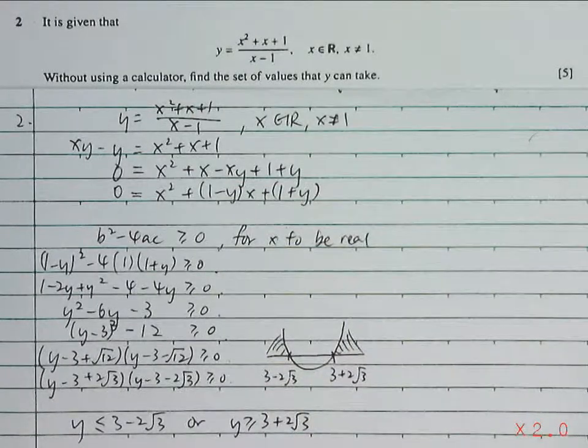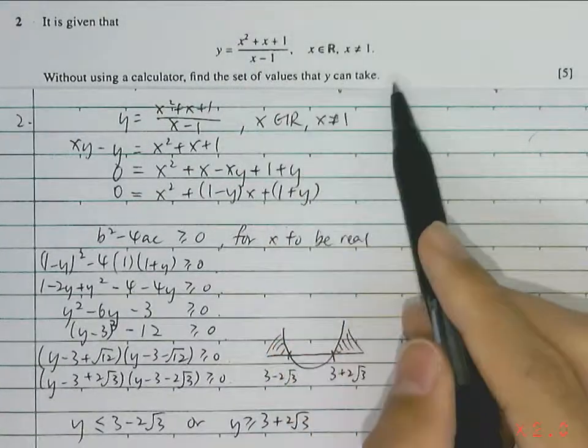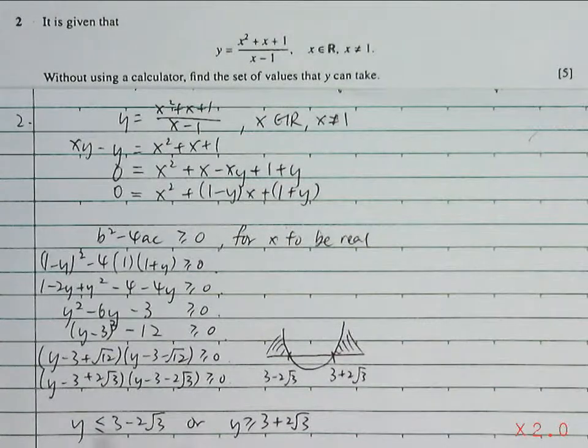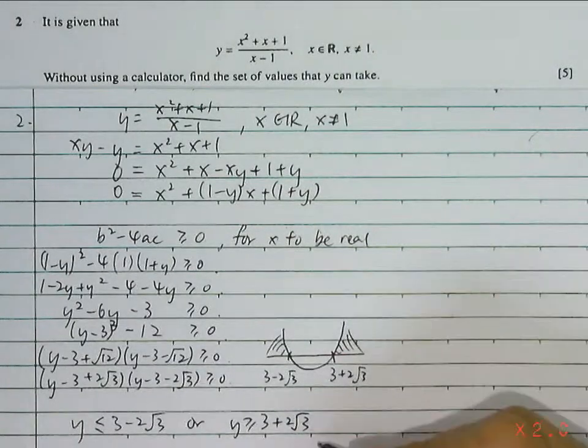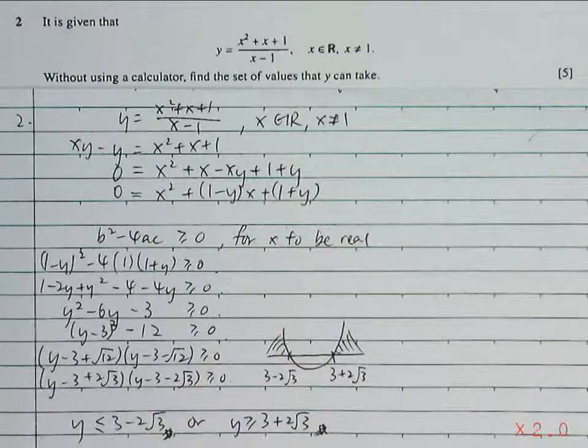Okay, even though the question asks for the set of values that y can take, Cambridge generally accepts if we just provide the range of y. Alright, so these two ranges will be the answer.